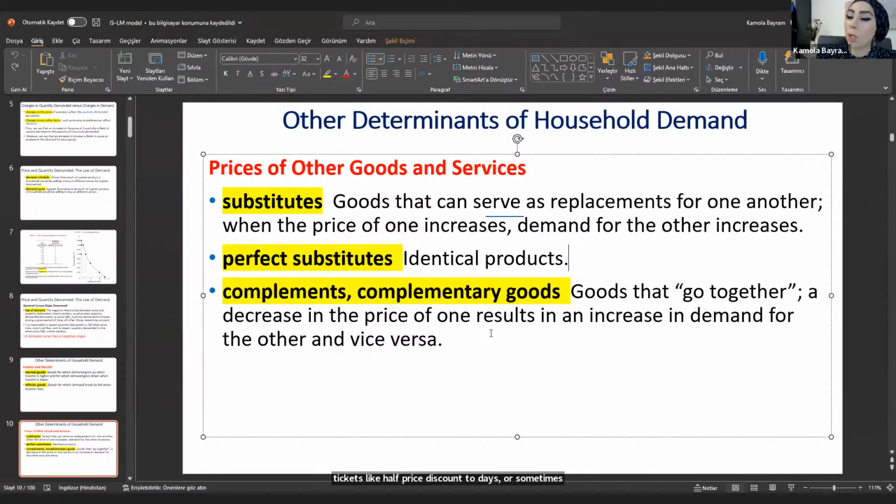But what you can do, you can increase the price of the complementary good, which is popcorn. So people will, of course, come to the cinema for free, but let's say it's compulsory to buy popcorn. So they will buy that popcorn, even for the higher price, see? And vice versa, if you increase the prices of cinema tickets, the demand for the complementary good, which is popcorn, will decrease.